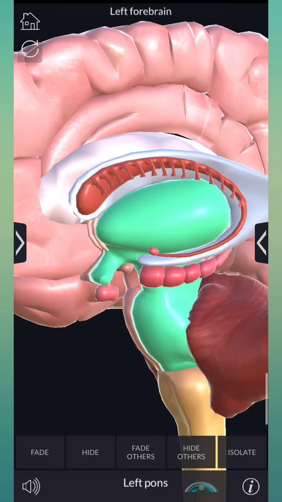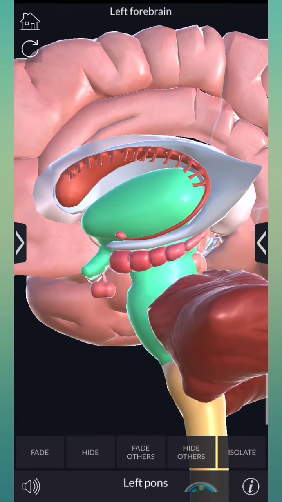the pons, which is part of our brain stem. The pons is the brain stem structure that links to our spinal cord. It handles unconscious processes such as your sleep wake cycle and breathing. When we sleep, our sleep wake cycle and breathing are controlled through the pons.